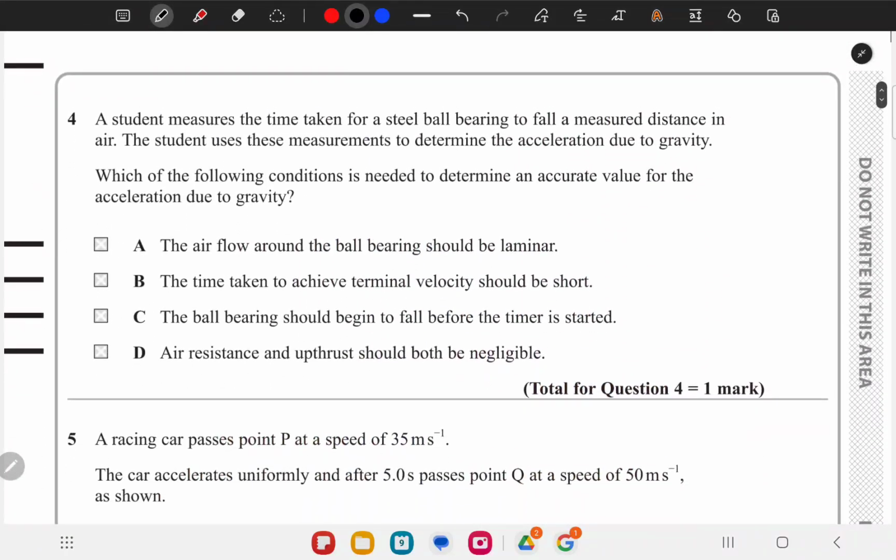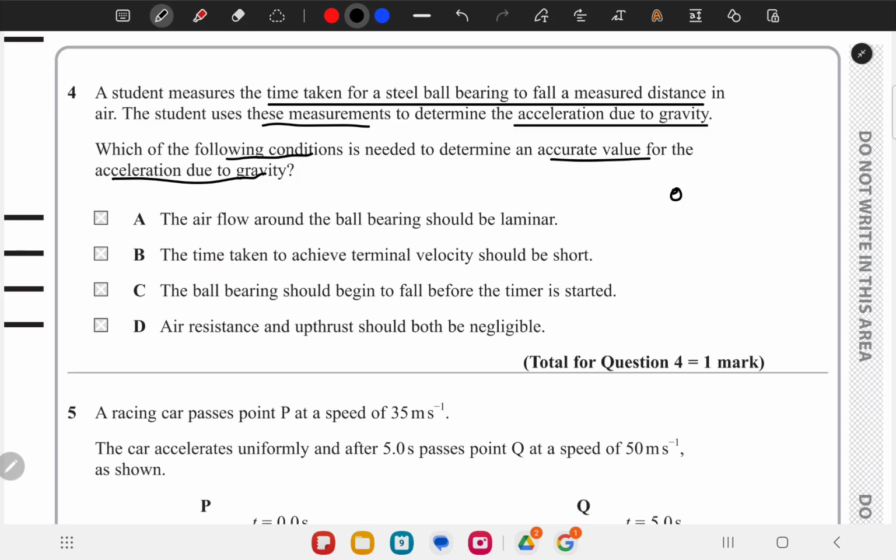Now in question 4, we are told that a student measures the time taken for a steel ball bearing to fall a measured distance and then uses these measurements to determine the acceleration due to gravity. We have to find which of the following conditions is needed to determine an accurate value for the acceleration due to gravity, or acceleration due to free fall.